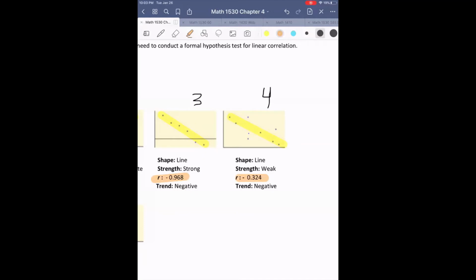Now, with the R value that it has, we can't definitively say whether it has linear correlation or not. This is a situation where we're going to have to do more testing. In particular, we're going to have to run a formal hypothesis test to determine if it has linear correlation or not.